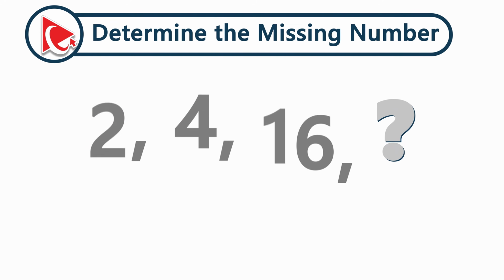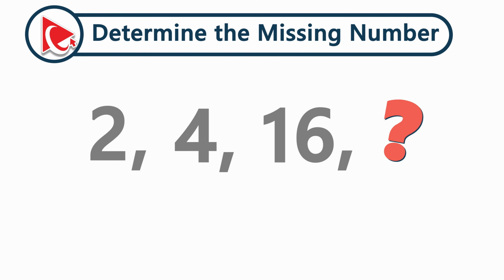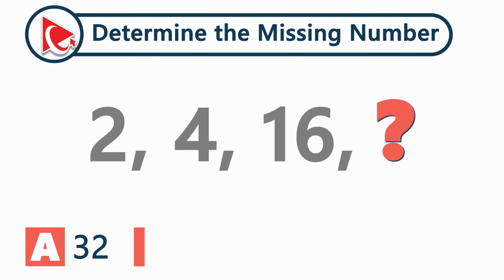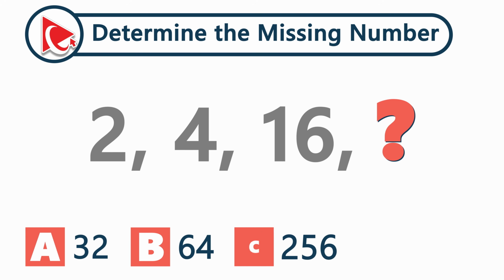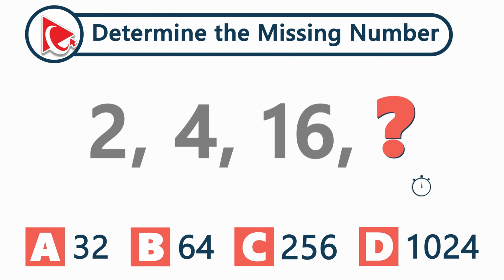Consider the following sequence. 2, 4, 16. And then comes the missing number, which you need to calculate out of 4 possible choices. A, 32. B, 64. C, 256. Or D, 1024. Can you try to solve it on your own and choose the right answer?